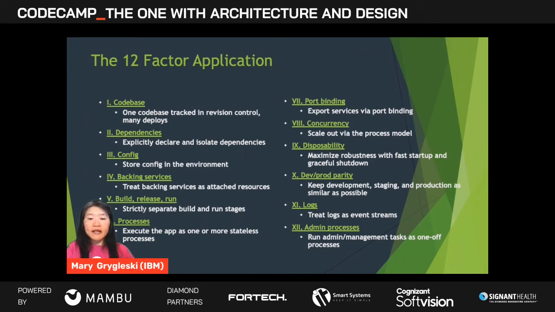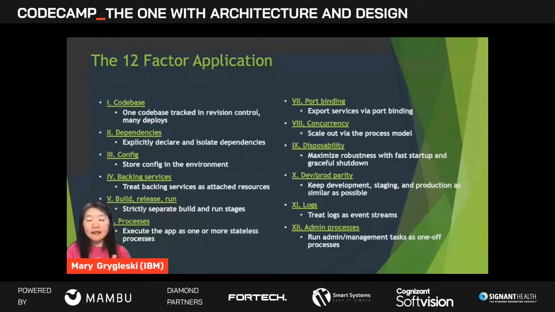And processes, right? I already brought this up. The processes need to be stateless processes, because again, it's the highly performant efficiency side of things. And then port binding, all of the internet communication. You also need to export these services via port binding, right? You forward the port and all these things. Again, the decentralized concept. Concurrency: you want to scale out via the process model too. So that's very important.